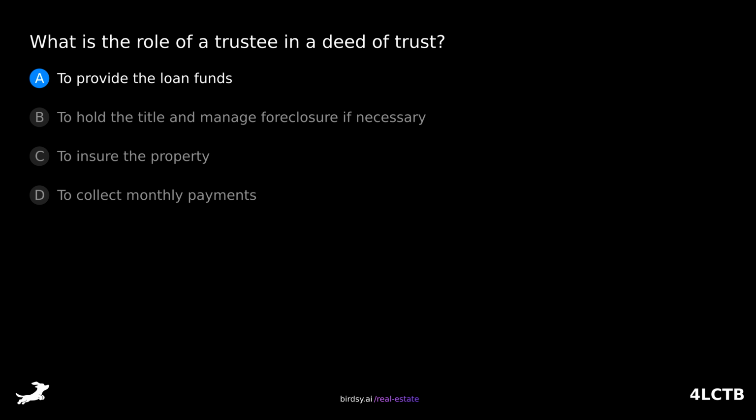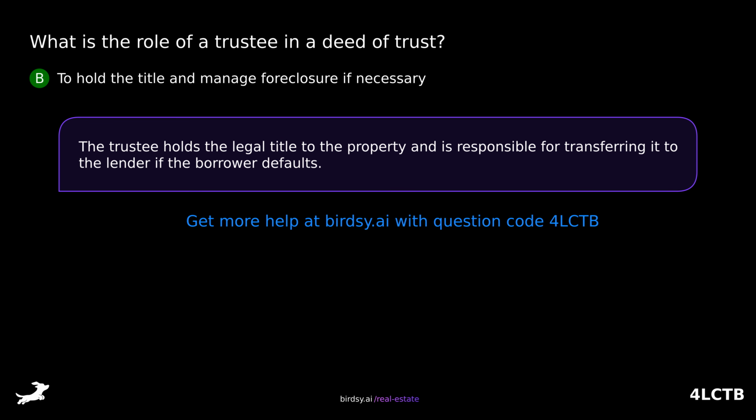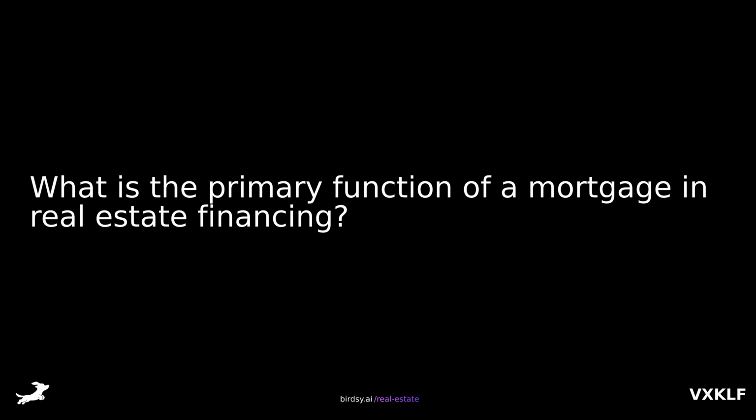What is the role of a trustee in a deed of trust? Is it A, to provide the loan funds, B, to hold the title and manage foreclosure if necessary, C, to insure the property, or D, to collect monthly payments? The answer is B, to hold the title and manage foreclosure if necessary. The trustee holds the legal title to the property and is responsible for transferring it to the lender if the borrower defaults.